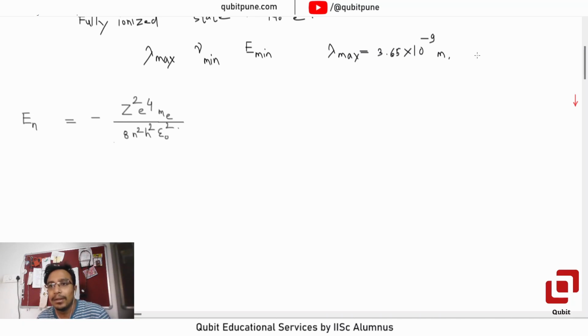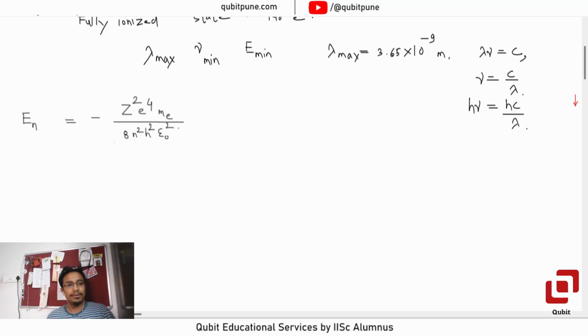Look, lambda is equal to C by nu, correct? Lambda nu is equal to C. So nu is equal to C by lambda, and we are required to multiply it by h so that we can find the energy h nu. h nu is equal to hc by lambda.